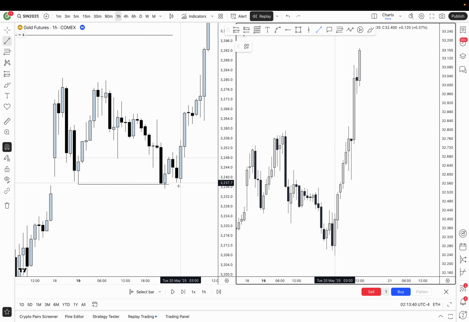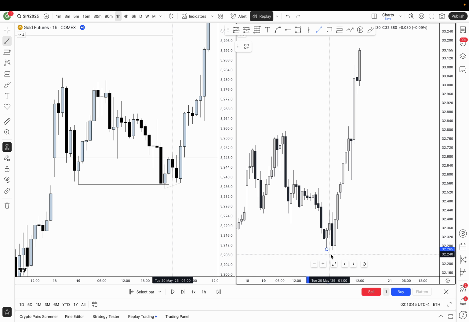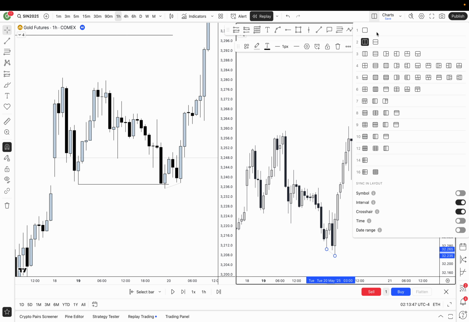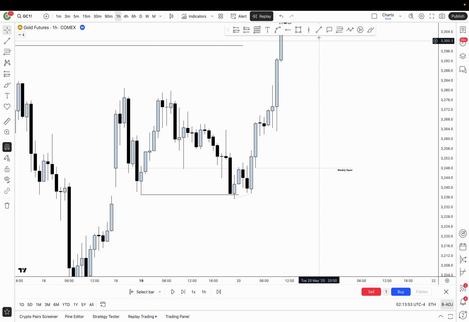So as you see, we create this SMT divergence here. All right, this is what I traded. So we know that the weekly range is opening low first, but is the current day opening low first? Let's mark it out.